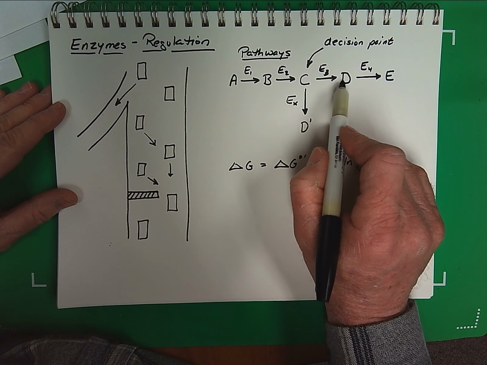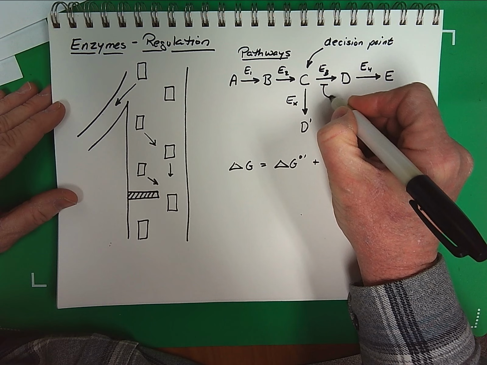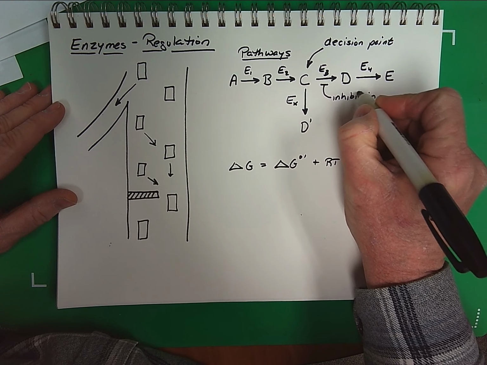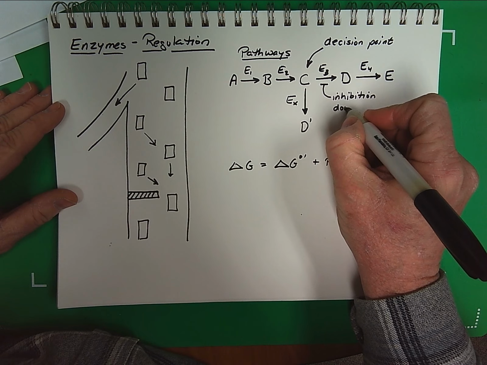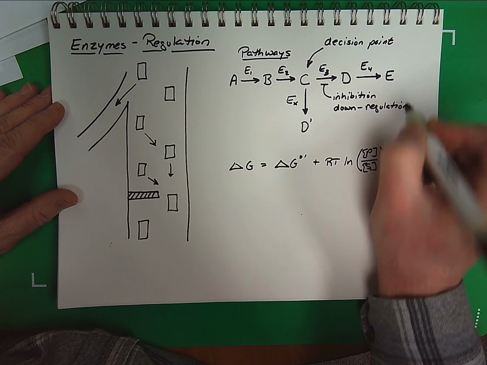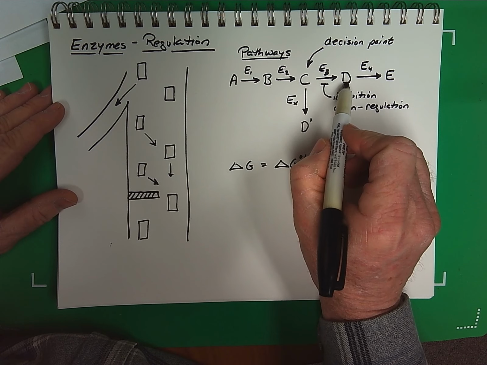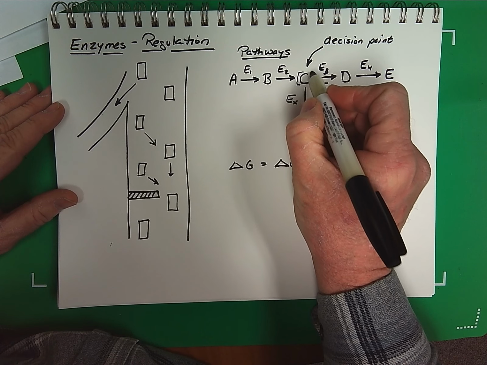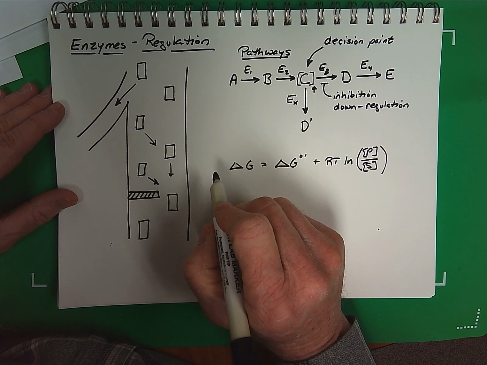let's say that C, instead of becoming D, we are able to inhibit enzyme E3. Inhibit means regulation, so this is a down regulation event. If that occurs, the conversion of substrate C into product D is going to slow. That means that under these conditions, our concentration of substrate C is going to increase.